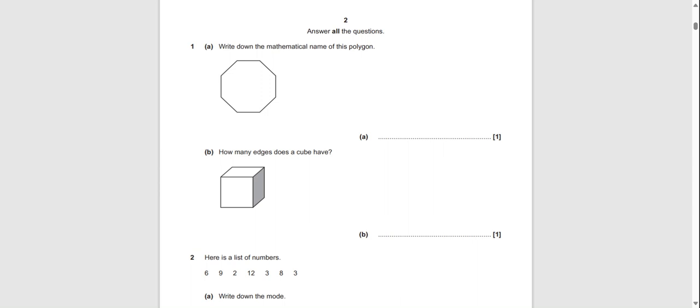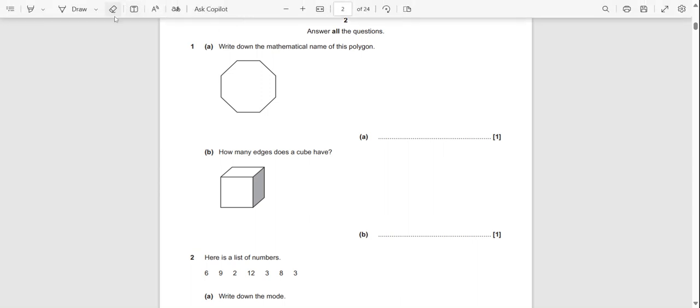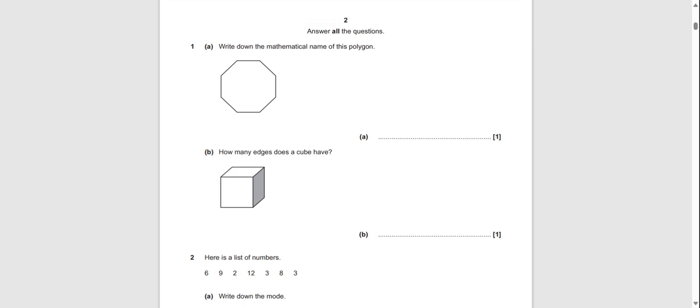Going to walk through this OCR paper now, and what's great about OCR is that you actually only need 40% of the paper in order to get your grade 4. It's out of 100 marks, so we're going to be looking for 40 marks on this paper so that we can secure that grade 4.